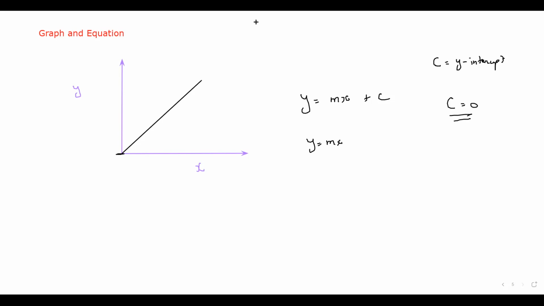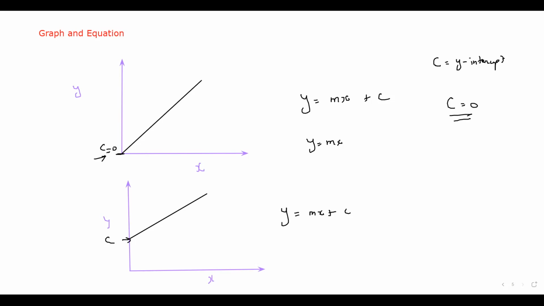But if it was a straight line but not passing through the origin, it was touching the positive y-axis, and the graph line was like this, then because it is touching the y-axis, the equation will be y equals mx plus c. And what is c? This value is known as c. Here this was c, but because it was on the origin, c was 0.